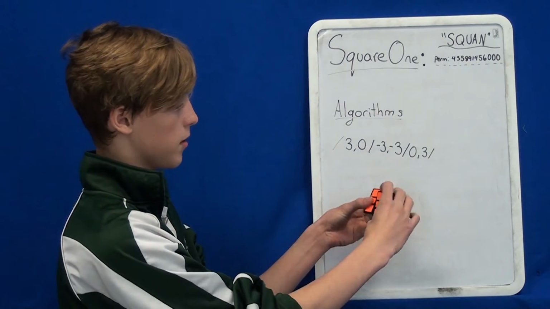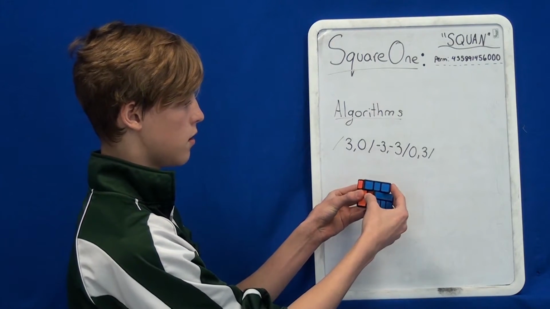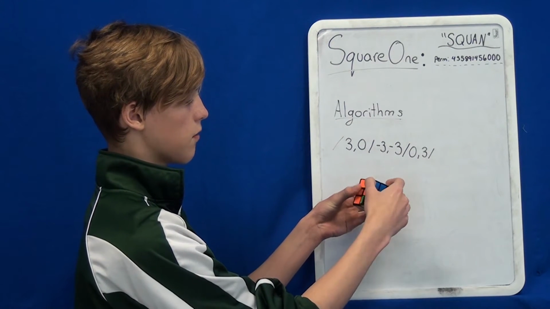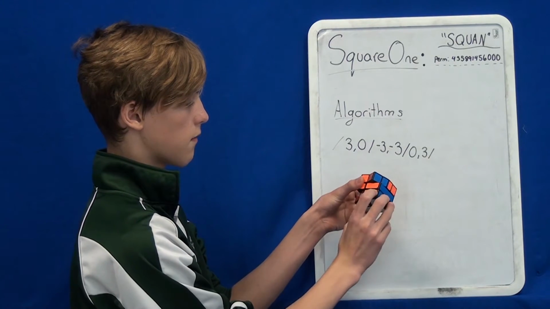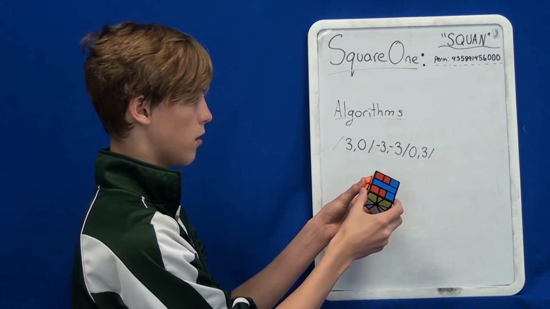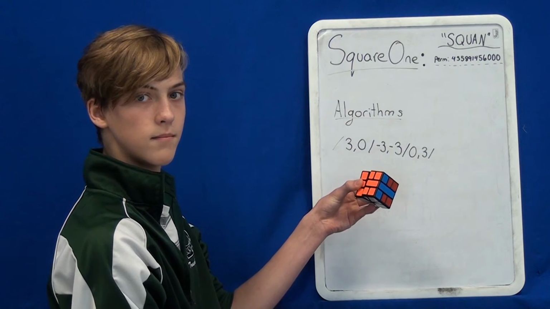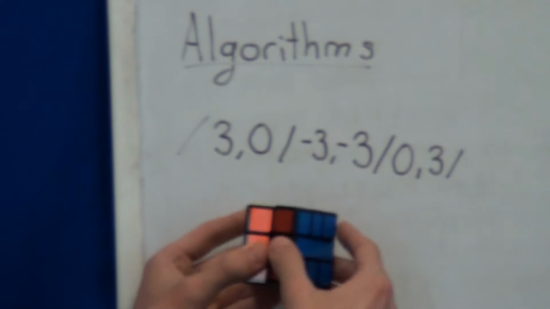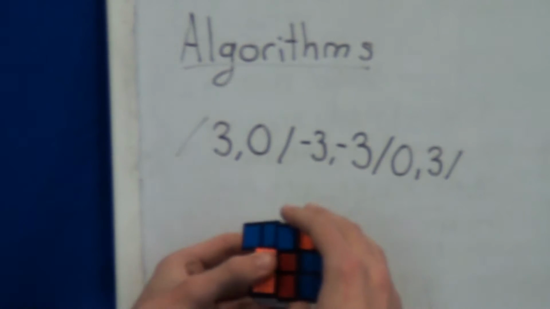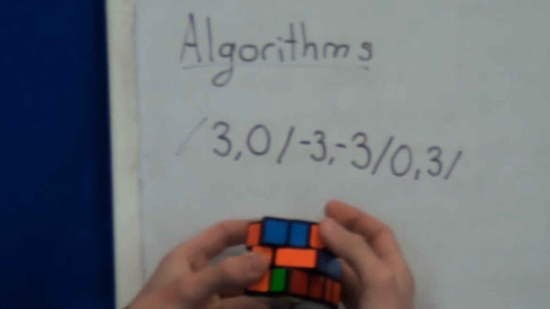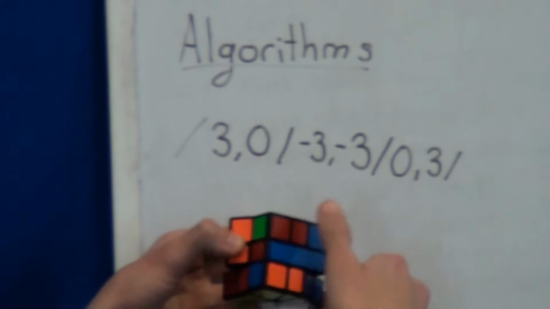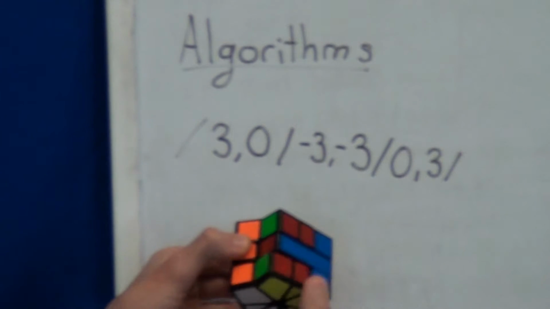So this algorithm would be slash 1, 2, 3, slash -1, -2, -3, -1, -2, -3, slash 0, 1, 2, 3, slash. Now, slash 1, 2, 3 is clockwise because it's positive, slash -1, 2, 3 is counterclockwise, -1, 2, 3, slash 0, 1, 2, 3, slash.